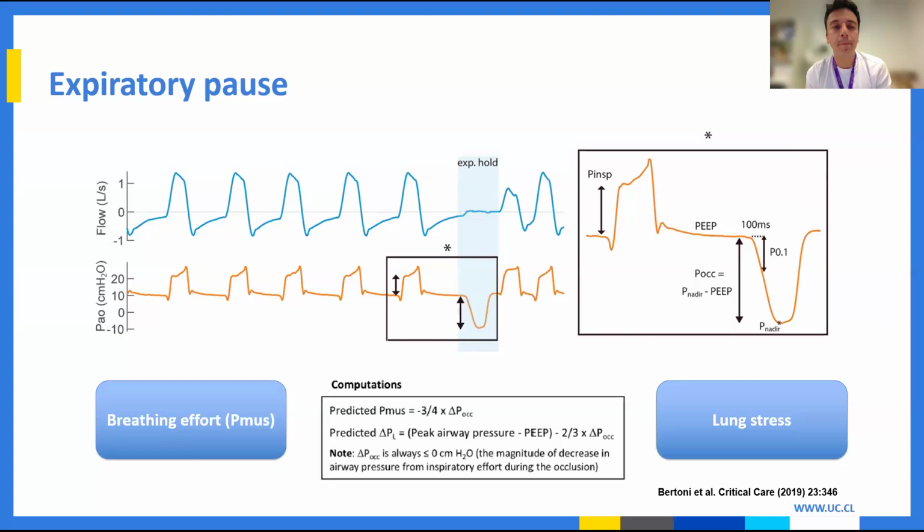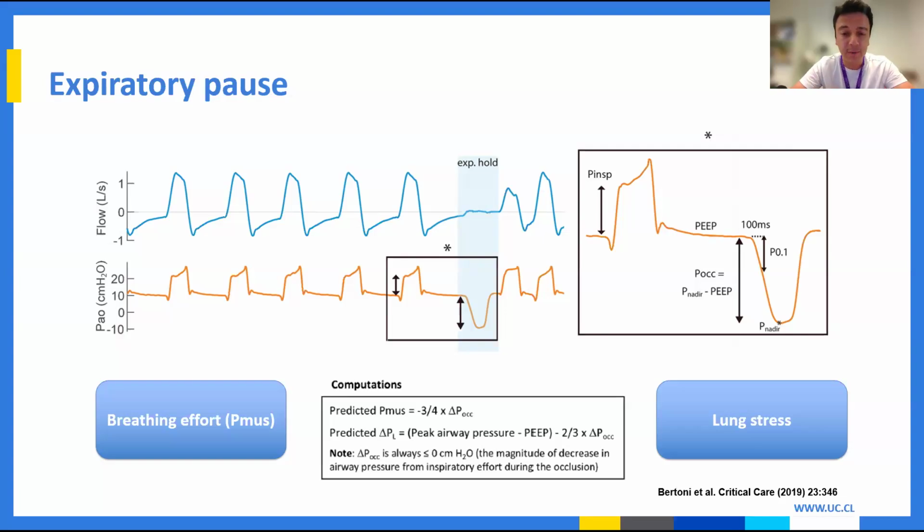The other pause that we really use in clinical practice is the expiratory pause. There are some recent studies validating the delta in the airway pressure during an expiratory hold. And it's nice because they validated this maneuver to estimate or to predict the PMUS, to calculate the breathing effort, and also to estimate the lung stress based on this dynamic change in the airway pressure.